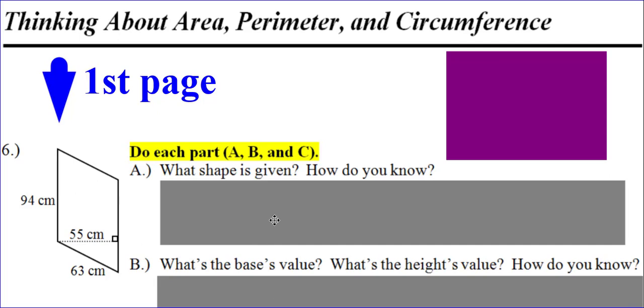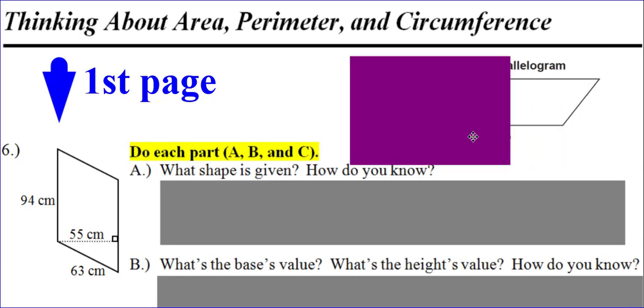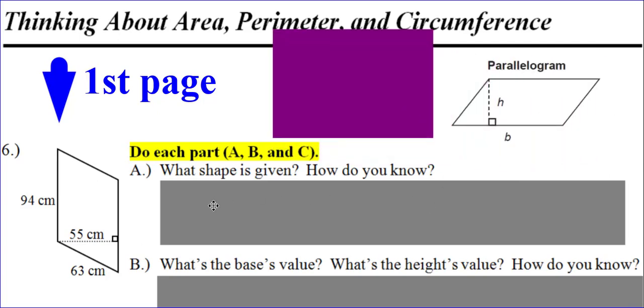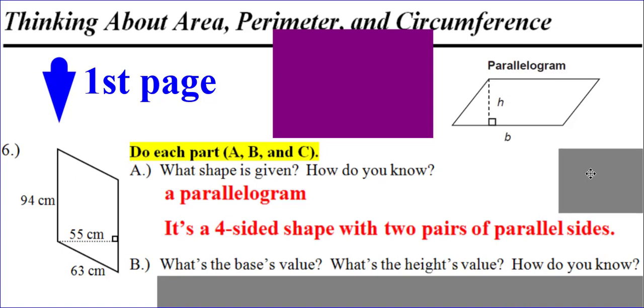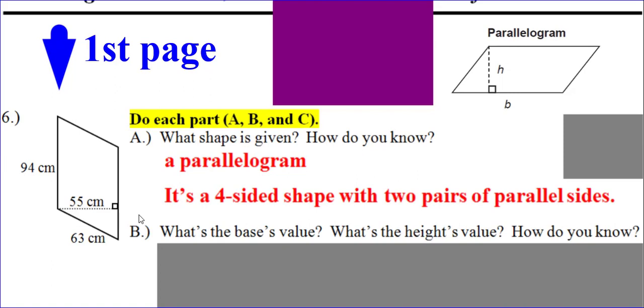On the first page, but near the bottom, problem number 6, what shape are we given? Well, you could look at the second page of the guided notes that we were just looking at. You could also look at your formula sheet. This is a parallelogram. How do we know? It's a four-sided shape. Both pairs of sides are parallel to each other, but the corners don't make right angles, so that's why it's not a rectangle. And so that's how we know it's a parallelogram.